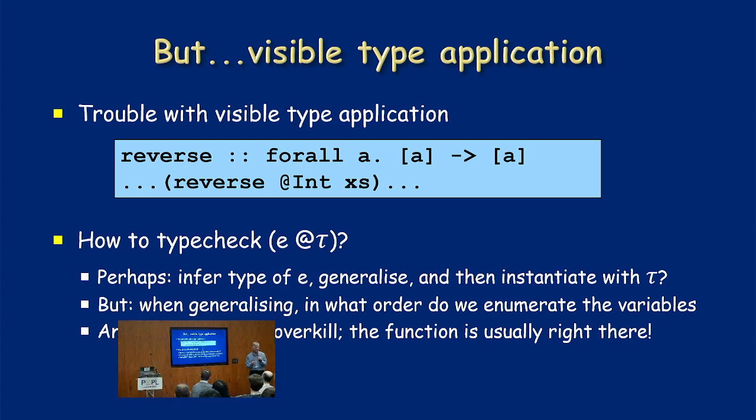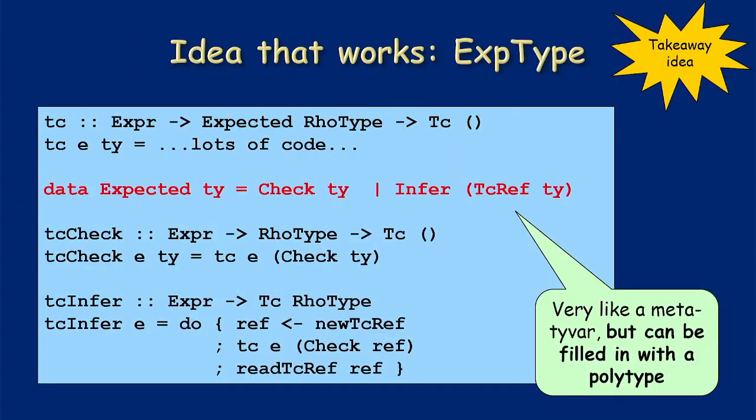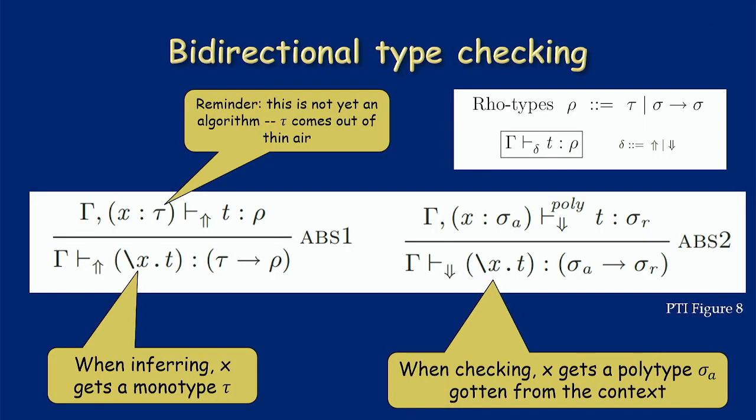Now, what's the problem with that? Well, if you think about the binary application thing, when I infer the type of the function, what do I get? Let's look back. Where's my inference judgment?